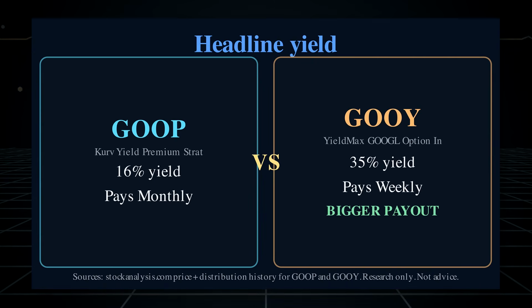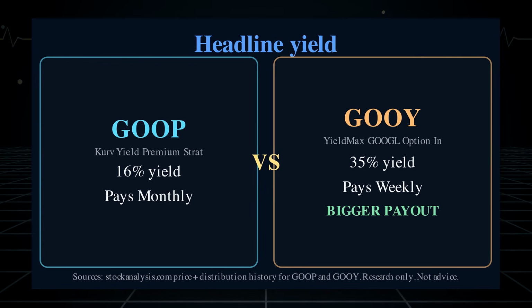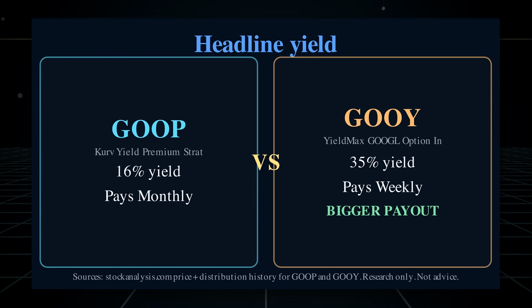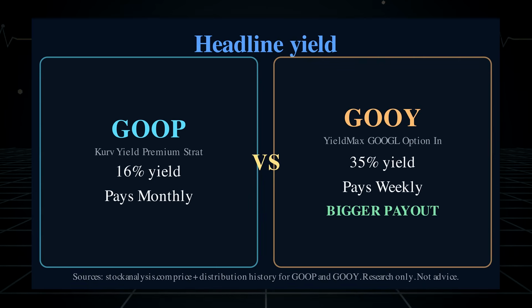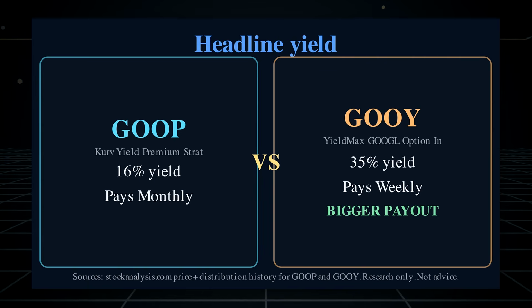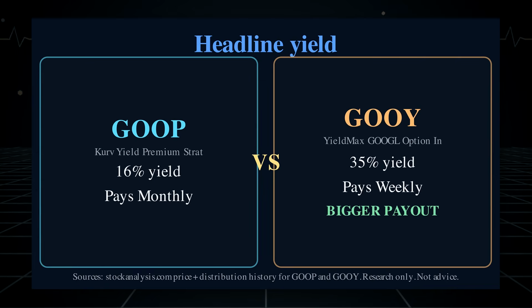Costs are close enough that they do not explain the dramatic difference in outcomes. GOOP's expense ratio is 0.99%. GOOY's is 1%. GOOY also has the larger asset base, $229 million in assets under management versus $27 million for GOOP. That may make GOOY look more established by size, but popularity is not payout quality. Assets under management tell us how much money chose the vehicle, not whether the vehicle protected each dollar well.